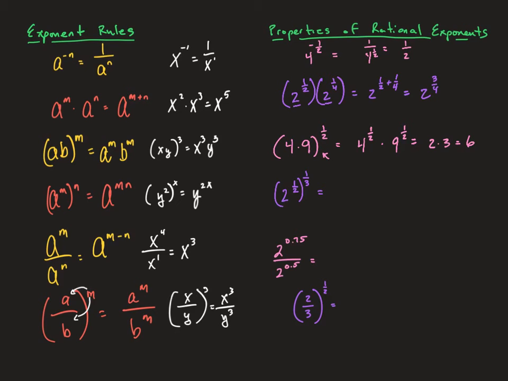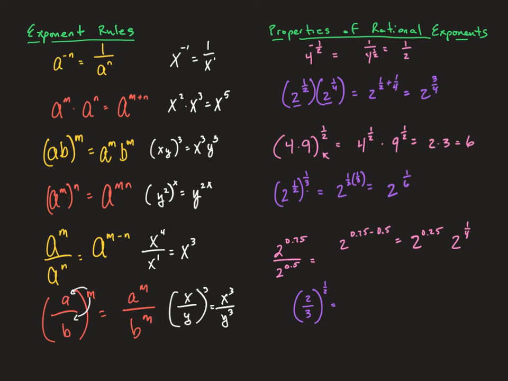Let's see what else. A power raised to a power here is going to be multiplication, so I'm going to have 2 to the 1/2 times 1/3, which is going to give me 2 to the 1/6. And let's see, we have like bases in division. So I'm going to have 2 to the 0.75 minus 0.5, which is going to give me 2 to the 0.25, also known as 2 to the 1/4.